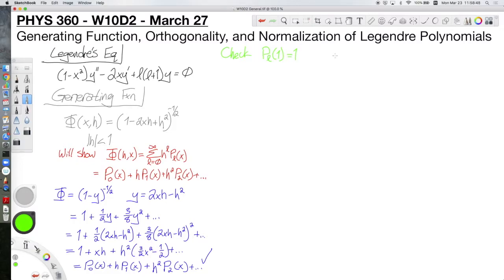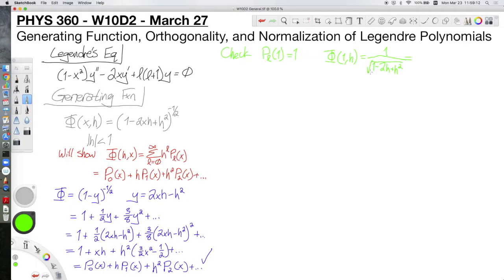Here we want to check on the value of phi when x is 1. So we can leave h in there and plug in x as 1, and we get the following expression: 1 over the square root of 1 minus 2h plus h squared.